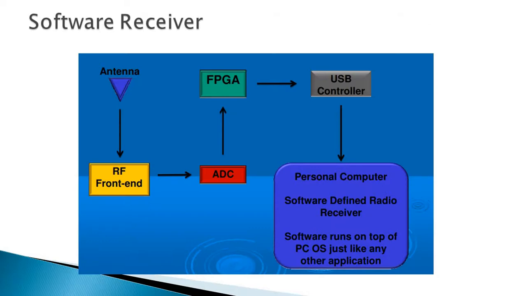Now let us talk about the software receiver. In the first part of this video we went through the hardware radio receiver. You will observe you have an antenna, then the RF front end, then the ADC, then the FPGA, USB control, and then it is given to the personal computer, the software defined radio receiver. Software runs on top of the PC operating system just like any other application.